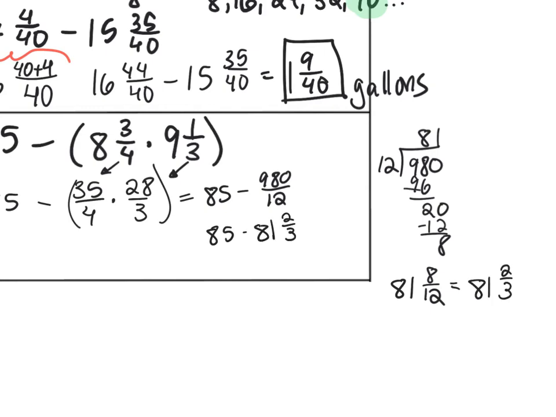Great. So in order to subtract these, I'm going to rewrite 85 as 84 and 3/3 because 84 plus 3/3 is 85. Then I can subtract from that 81 and 2/3. 84 minus 81 is 3, and 3/3 minus 2/3 is 1/3. So I have 3 1/3. So they're going to have 3 1/3 square feet left over.